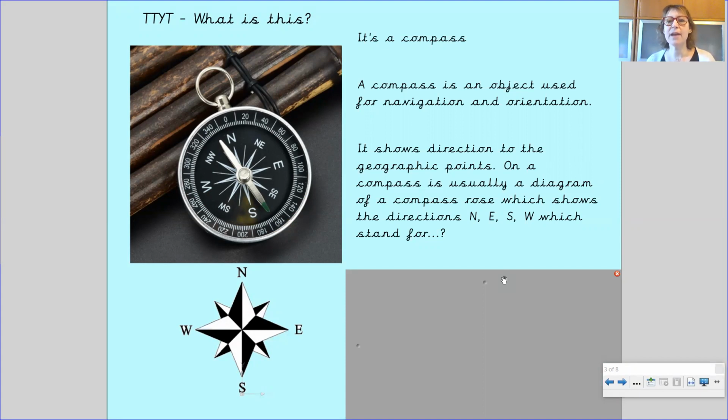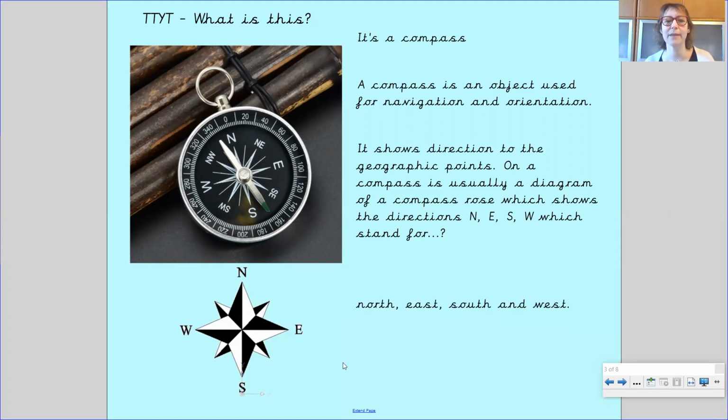So it shows direction to geographic points. On a compass, you normally get north, south, east, and west. And I've just told you the answer to the next part, so that was not very clever of me. Do you remember we were looking at naughty elephants squirt water, or the one I learned when I was at school, which was never eat shredded wheat. There are also points in between, but we're not going to worry about those at the moment.